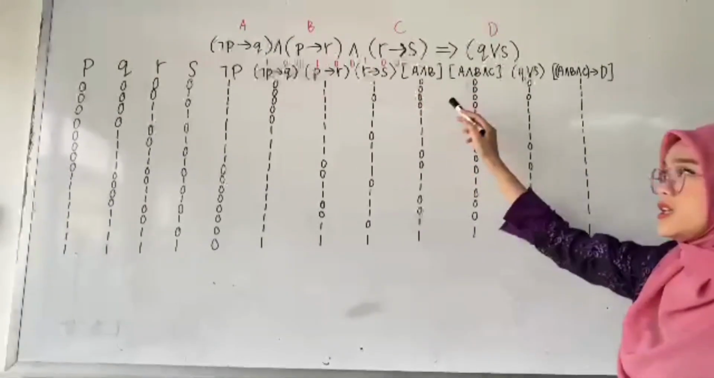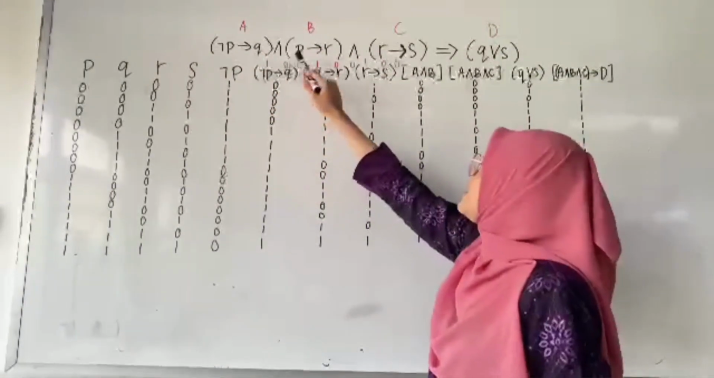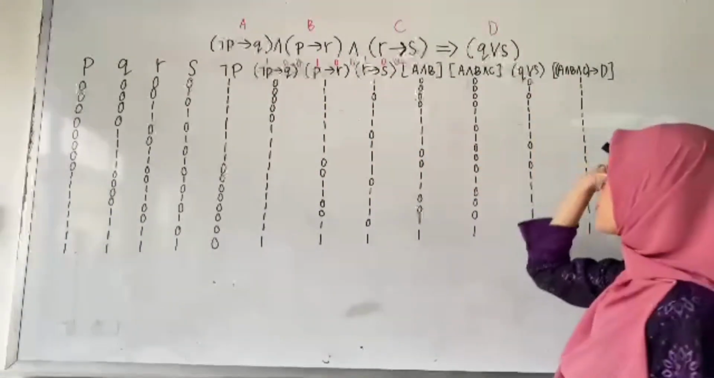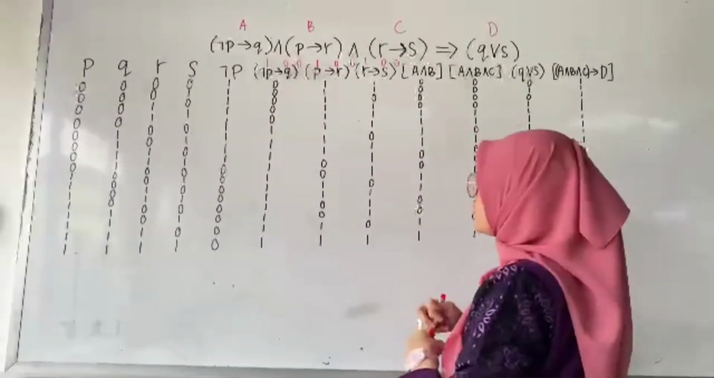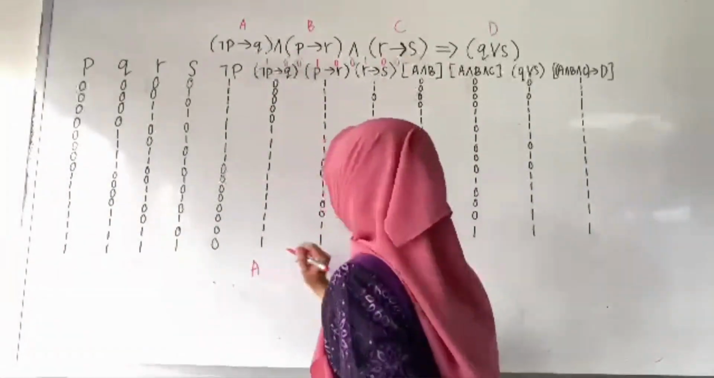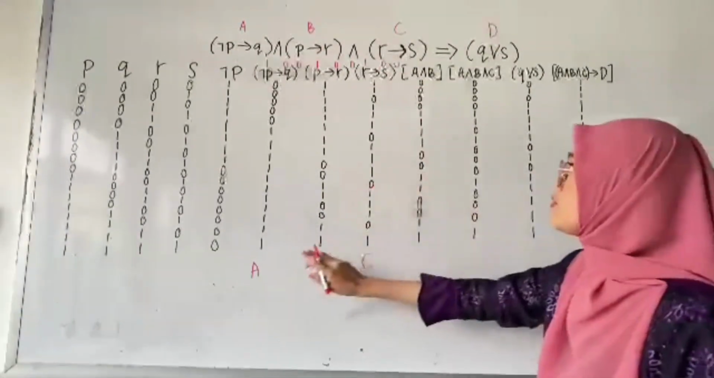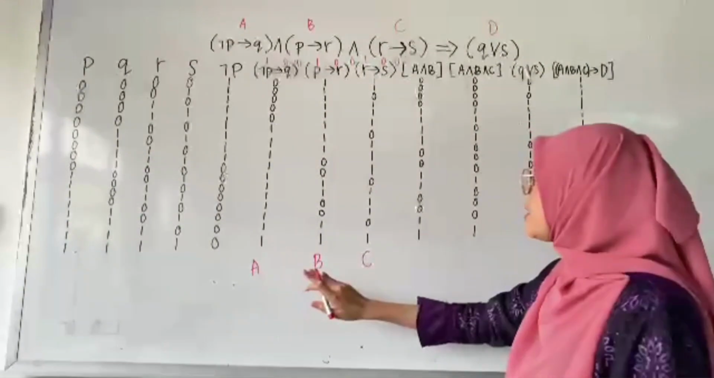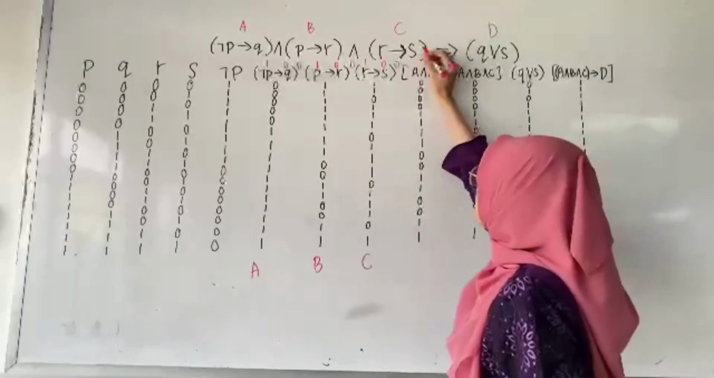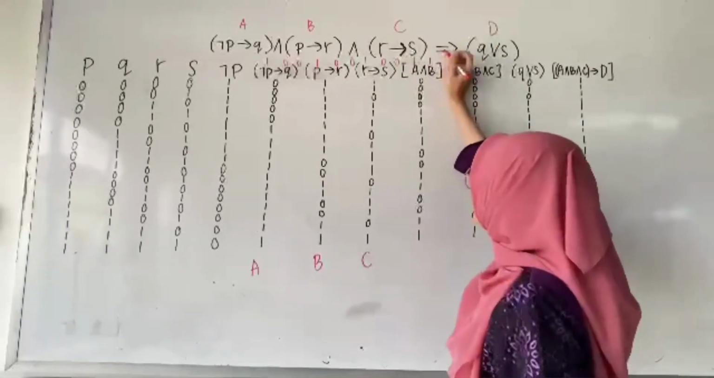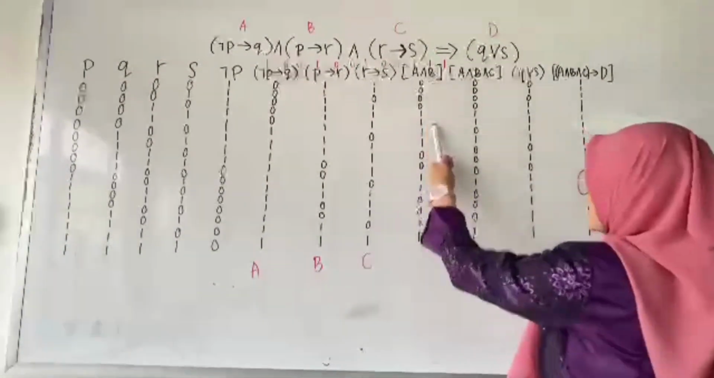Next is A and B. Here A and B is not P implies Q and P implies R. So we look at column A, column B, and column C. For A and B, we look at the A column and the B column. If A is true and B is true, we get true, and the rest will be false. So here is the answer.